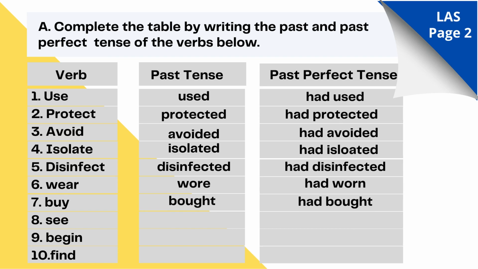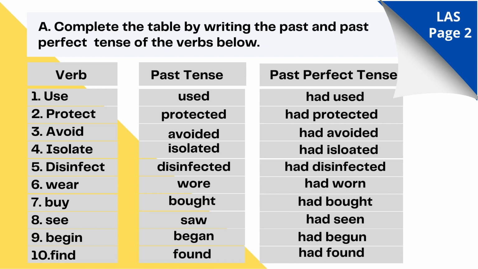Disinfected, had disinfected. 6. Wore, had worn. 7. Both, had both. 8. Saw, had seen. 9. Begun, had begun. And 10. Found, had found. Let's proceed to your next activity.